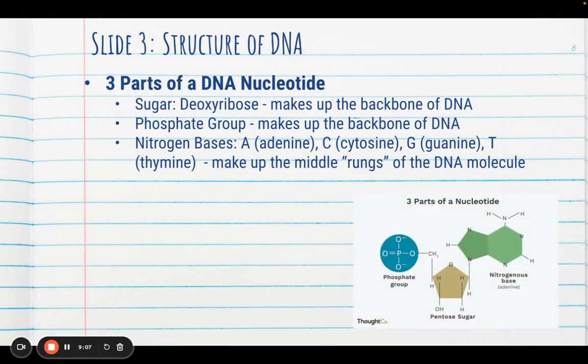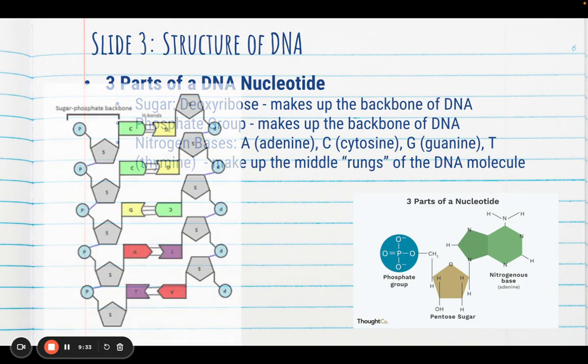As you can see from the image, the nucleotides or building blocks of DNA have 3 important parts. The parts include a 5-carbon sugar, a phosphate group, and one of 4 possible nitrogen bases. The nitrogen bases are adenine, cytosine, guanine, and thymine, abbreviated with A, C, G, and T. And these make up the middle rungs of the DNA molecule, as you see here.